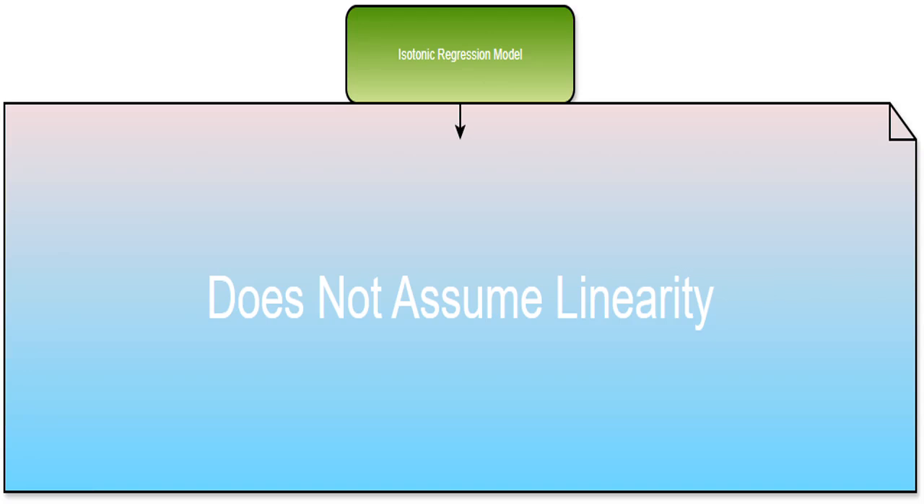The isotonic regression model doesn't assume a straight line, linear, relationship between x and y. That's its strength. I can use it even if the relationship is curved, as long as it's always going up or staying the same, monotonic.